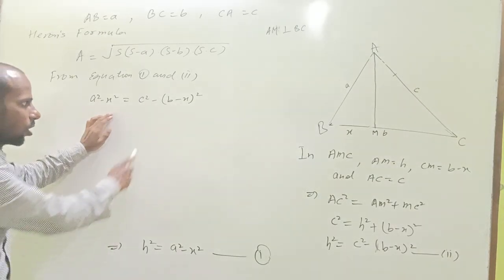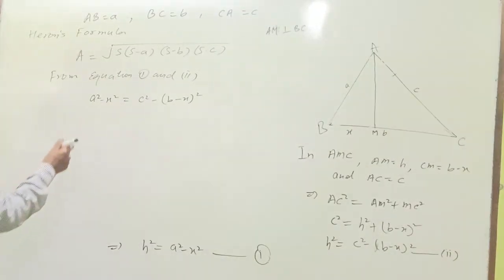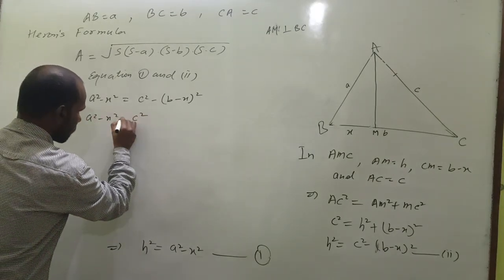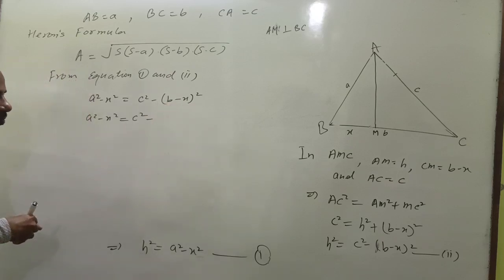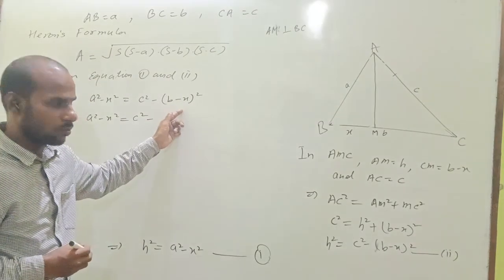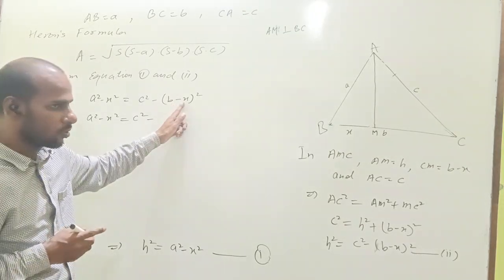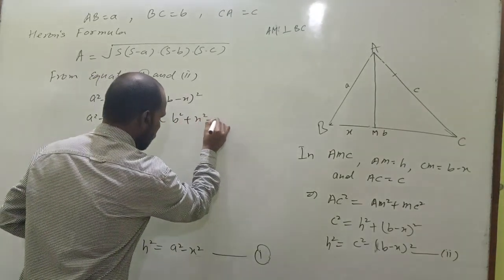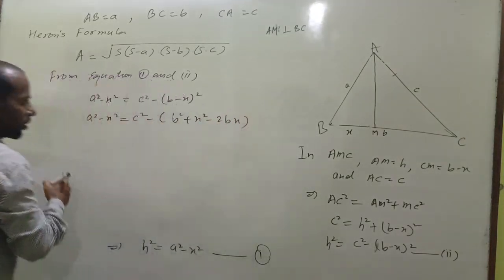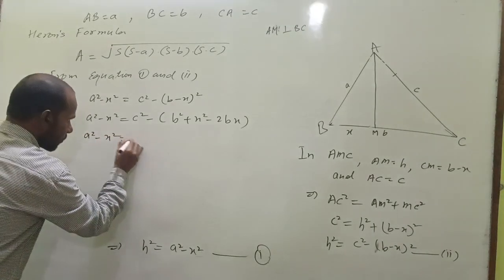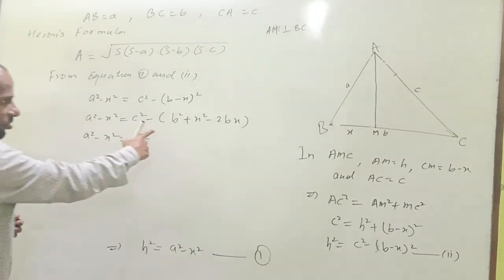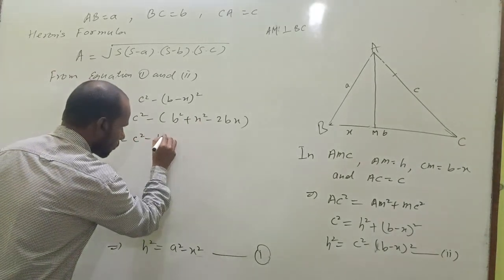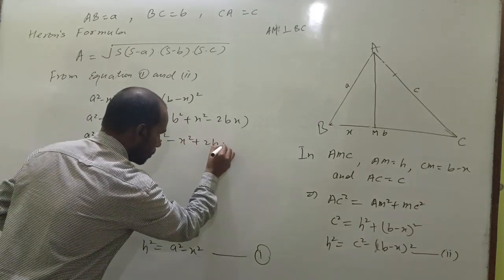For that we will have to open this square. Now let's use the formula. A square minus X square is equal to C square minus B minus X whole square. This is the famous formula of A minus B whole square, which would become B square plus X square minus 2BX. Now open this bracket, so we will find that every sign would be changed, the plus would become minus and minus would become plus. So it would become C square minus B square minus X square plus 2BX.